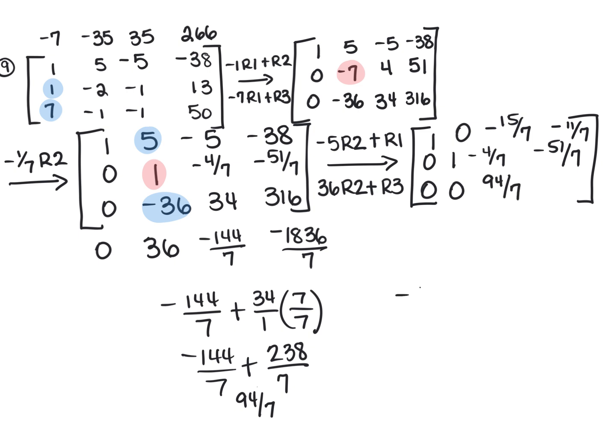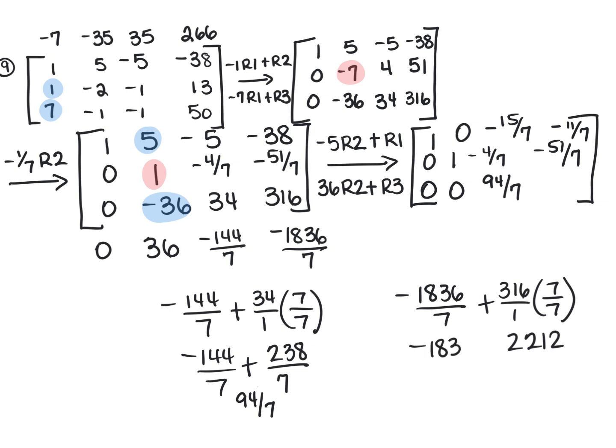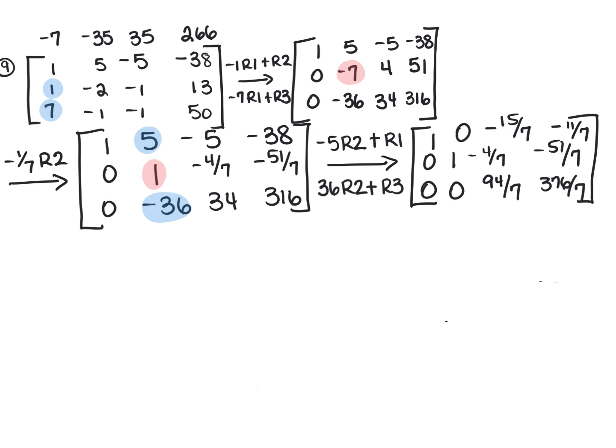And then last but not least, we have negative 1836 over 7, and I'm going to add to that 316 over 1. Again, common denominator of 7. 316 times 7 is 2212. So I have negative 1836 plus this over 7. So subtracting those two from each other gives me 376 over 7. Lots and lots of fractions. So we only have one more column to fix.